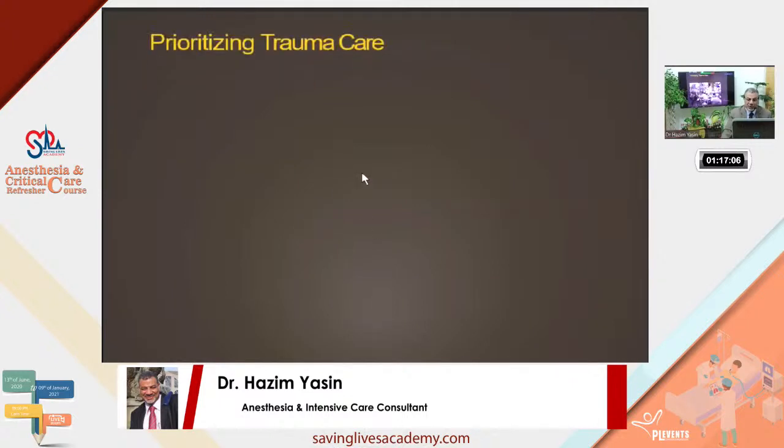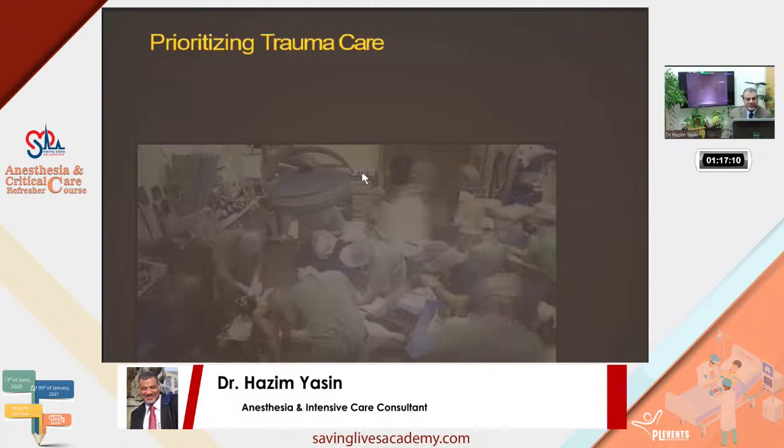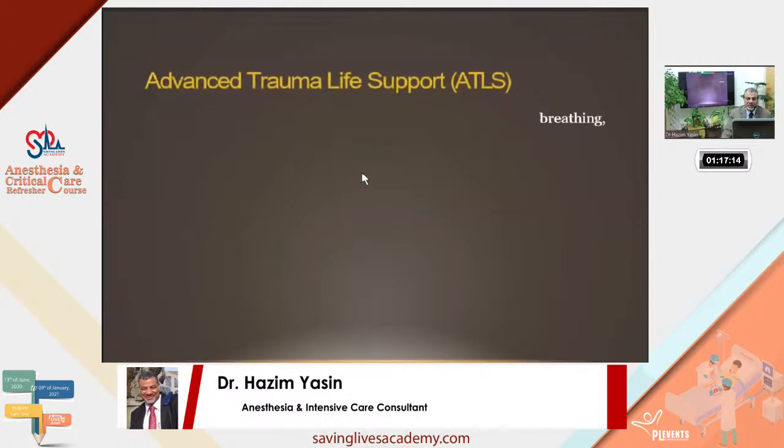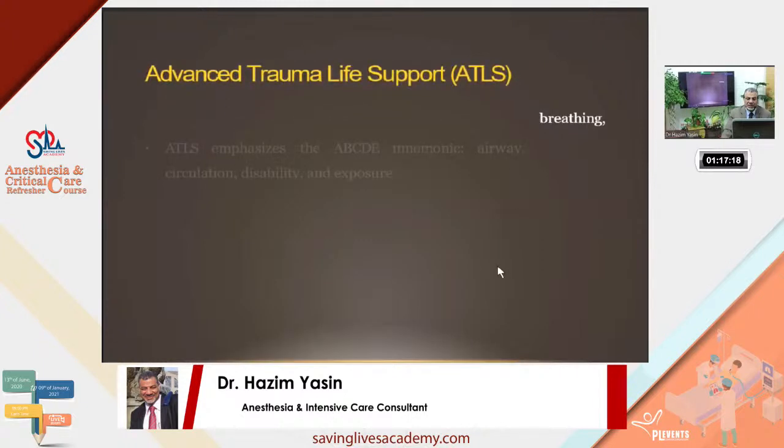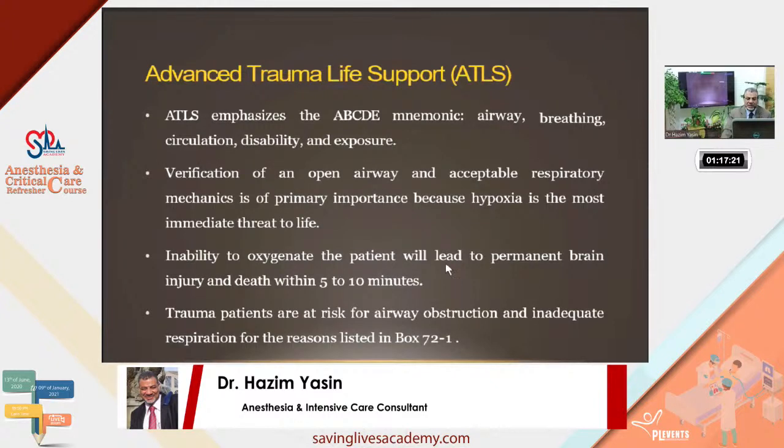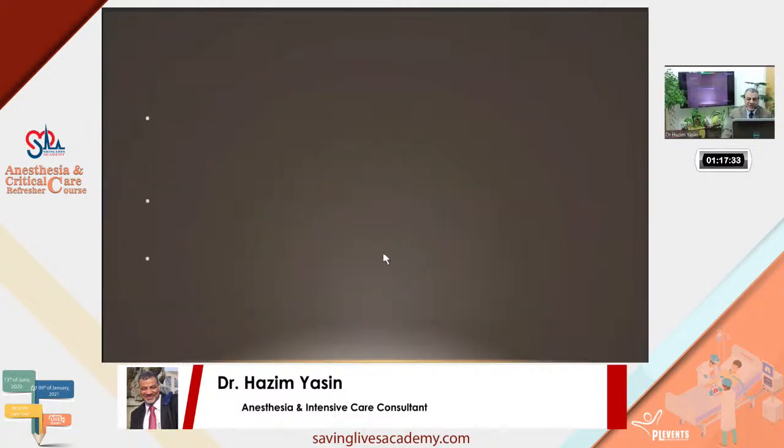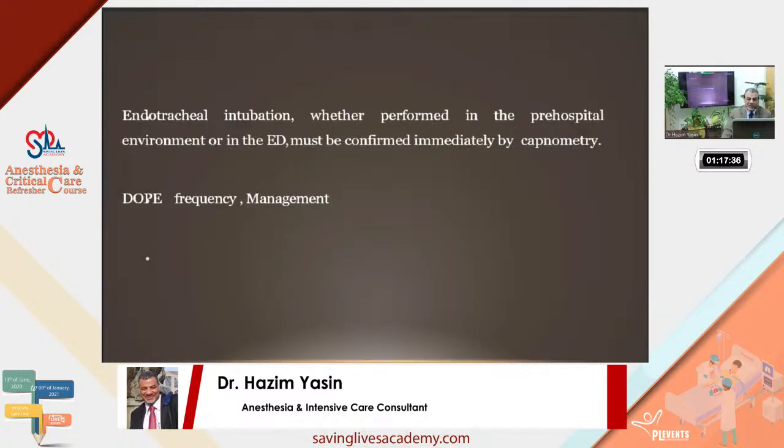The priorities for the trauma care are A, B, C, D, even during the ED stay or even the laparotomy operation. The airway management should be very clear. DOPE can happen: desaturation, an airway management problem can happen by maybe dislodgement of the tube, maybe obstruction, maybe kinking, maybe blood, maybe foreign body. Also, tension pneumothorax can happen, and equipment failure.